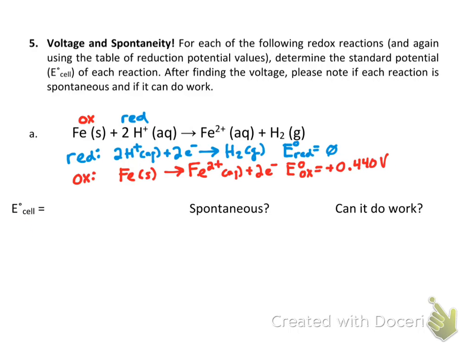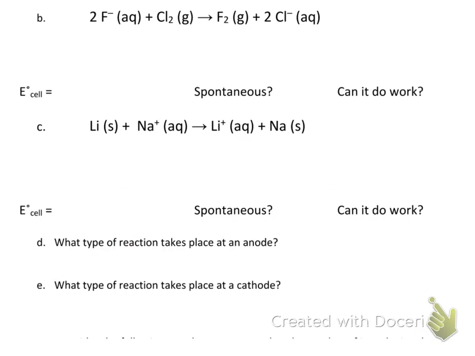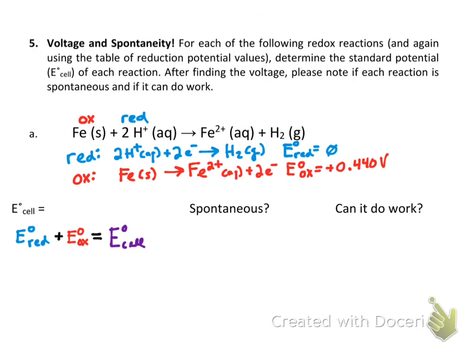So then finally, to get the overall potential of this cell, the E standard of the entire cell, what we have to do is add together the reduction potential of whatever's getting reduced, plus the oxidation potential of whatever's being oxidized. So in this case, we're going to add together the 0 volts from the reduction and the positive 0.440 volts from the oxidation. And when we do, we'll end up getting positive 0.440 volts.